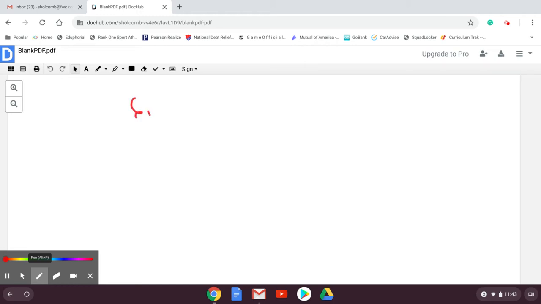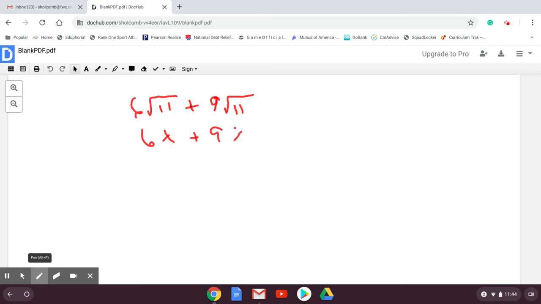If you get 6 square roots of 11 plus 9 square roots of 11, you'll notice that now we are not multiplying, and you've got to be careful, guys, to pay attention to when you're multiplying and when you're adding. This is very similar to 6x plus 9x. If you'll notice, when we add 6x plus 9x, we get 15x. We don't touch the variable, we just combine the numbers in front.